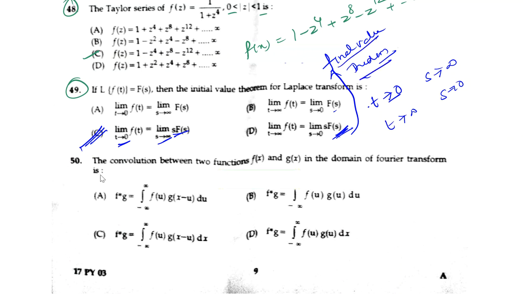Okay, next question. The convolution between two functions f of x and g of x in the domain of Fourier transformation is: the convolution is done as a continuous convolution and as a discrete convolution. So here the answer, in the options itself, is continuous convolution.